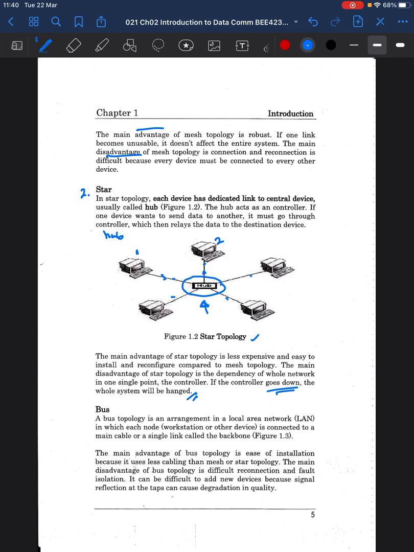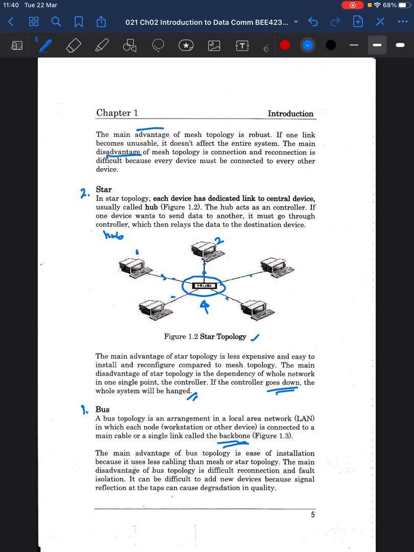Next is bus. The third topology is bus. A bus topology is an arrangement in a local area network in which each node or device, such as a workstation or other devices, is connected to a main cable or a single link called the backbone. Tulang belakang, very important. The main advantage of the bus topology is ease of installation because it uses less cabling compared to mesh or star.